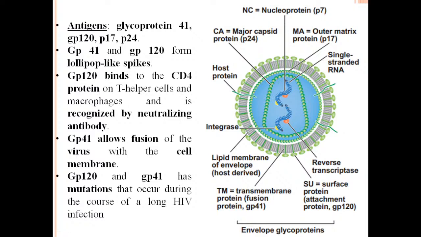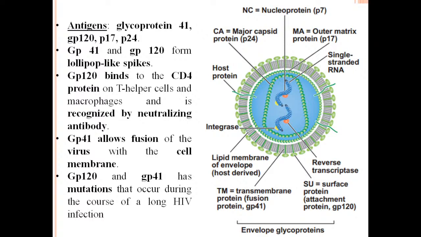Glycoprotein 41 allows fusion of the virus with the cell membrane. It allows fusion or entry of virus into CD4 cells. Glycoprotein 120 and glycoprotein 41 have mutations that occur during the course of a long HIV infection.